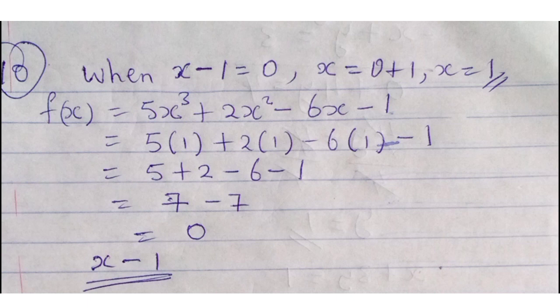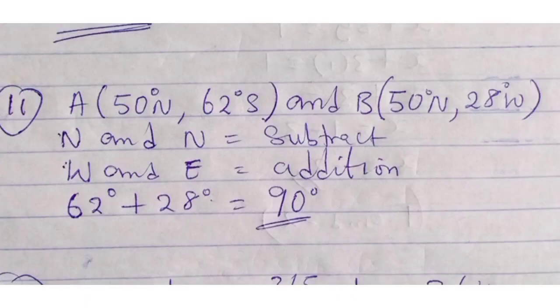Okay, so if x is equal to 1, that means you're going to put 1 to represent x in all the x being written there. So have 5 bracket 1 raised to power 3 plus 2 bracket 1 raised to power 2 minus 6 bracket 1, minus 1. Never mind, we can route it and omit the raised to powers. So 5 plus 2 minus 6. After everything, you have your answer there.